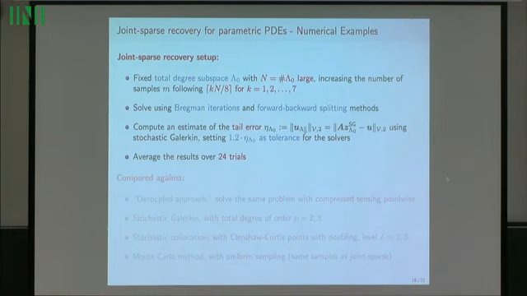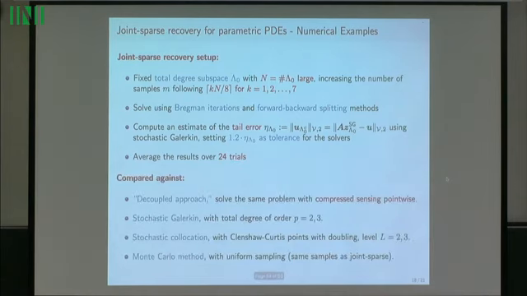I'm going to solve this with Bregman iterations, forward backward splitting. Like I said earlier, you need an estimate of the tail error in order to actually use these solvers. So we're going to compute an estimate of the tail error eta lambda naught using the stochastic Galerkin method, and then use 1.2 times that as a tolerance for the solvers. So I'm shooting within 20% of the actual tail error of the approximation. And then we're going to average this over 24 trials.